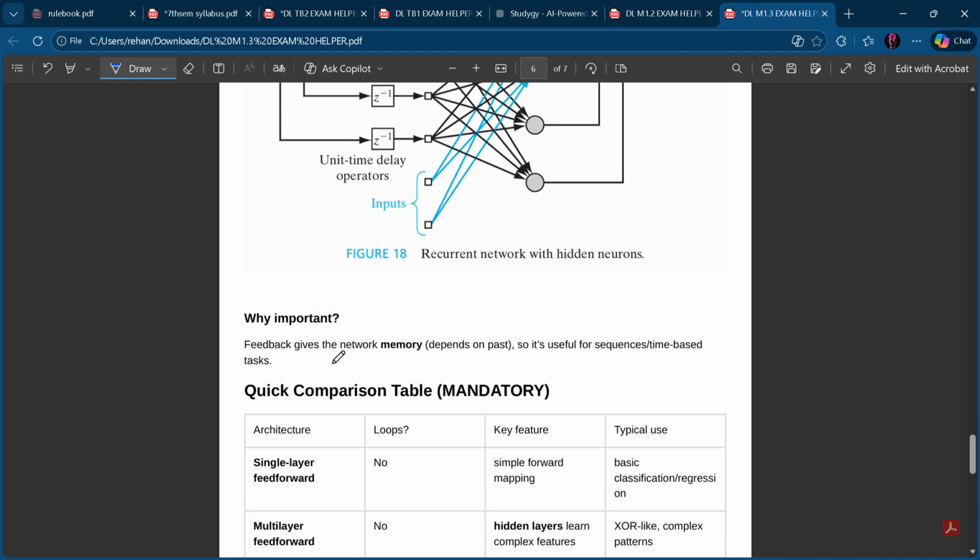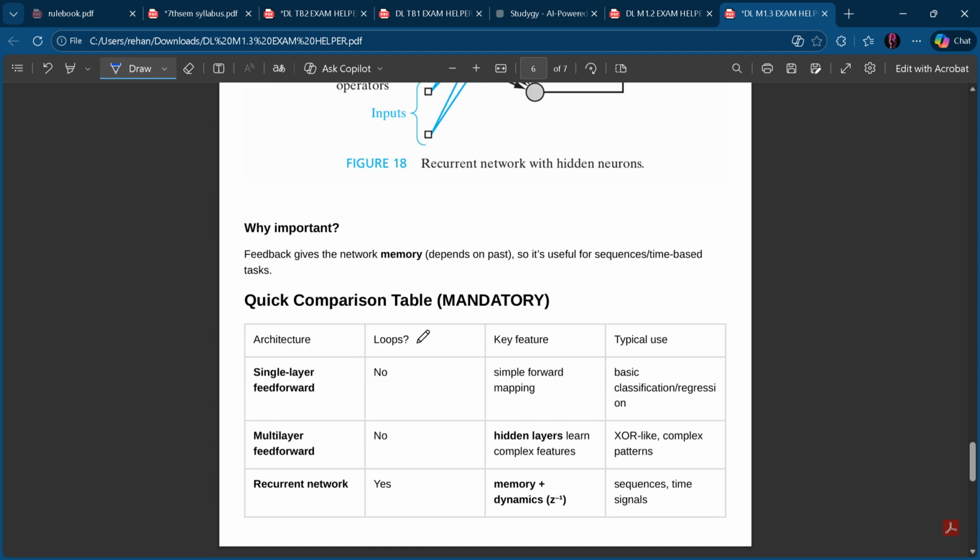Why is it important? Feedback gives a network memory. It depends on the past, so it's useful for sequence and time-based tasks. Whatever happened in the past, for example, like the massage example I gave, the pain was the experience. Now it's in the past. If the feedback is given to me to be careful, I know about the past, so I'll make sure I don't press at the same point.